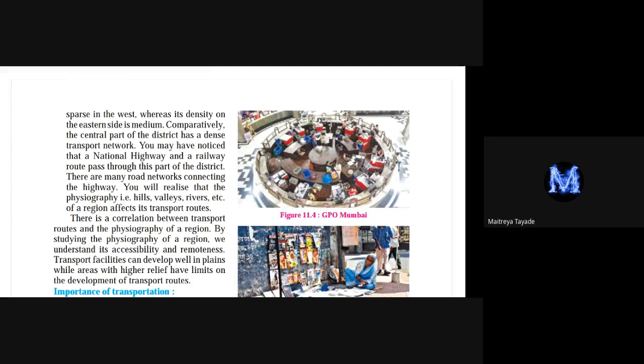There is a correlation between transport routes and the physiography of a region. ओके, म्हणजे यांच्यामध्ये एक संबंध आहे, एक रिलेशन आहे, एक कोरिलेशन आहे. Okay, what is that?